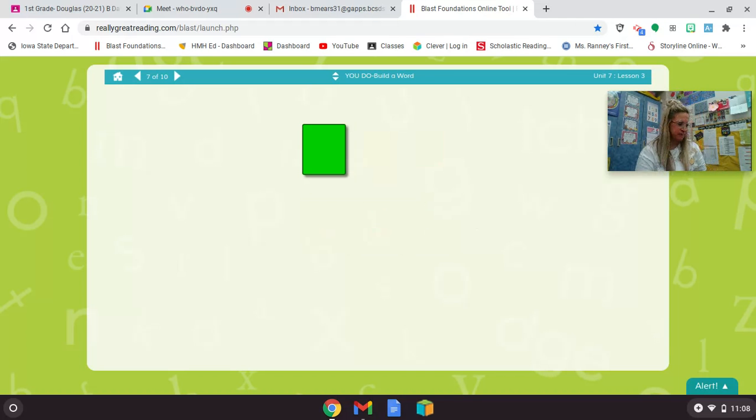I'm going to give you another word. The next word is wet. The puppy has a wet nose. Wet. Okay. Wet. So go ahead and build wet with your tiles and your letter tiles.